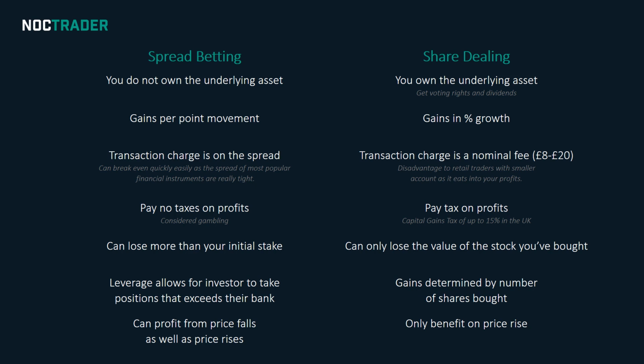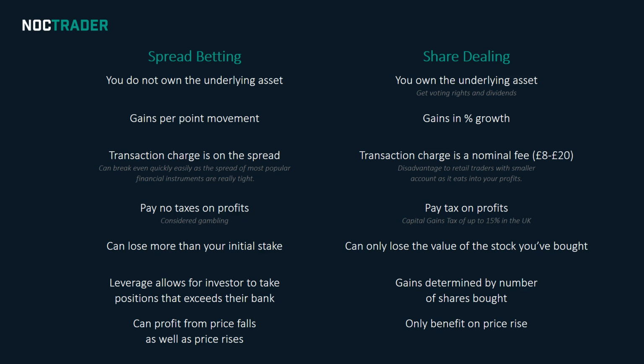With spread betting, you gain per point movement, as I explained in the last slide, but with share dealing, you gain in percentage growth. So if a stock increases its price from £100 to £110, the value of your investment will increase by 10%. It's all about percentage growth rather than point movement.